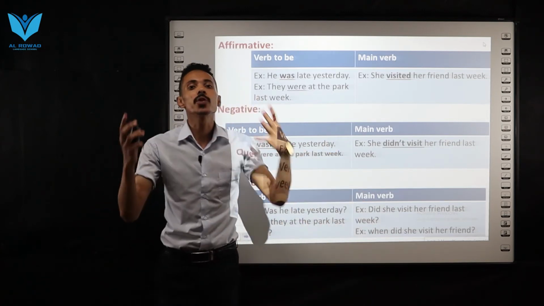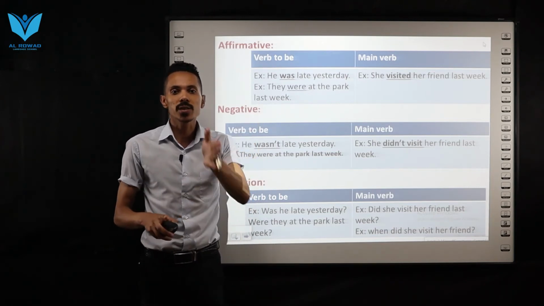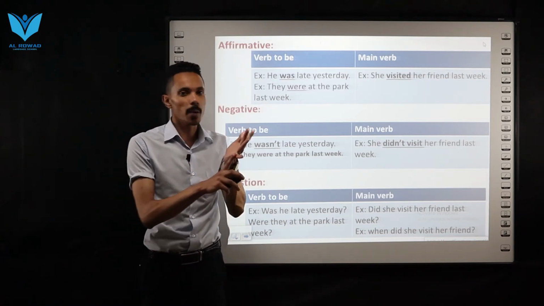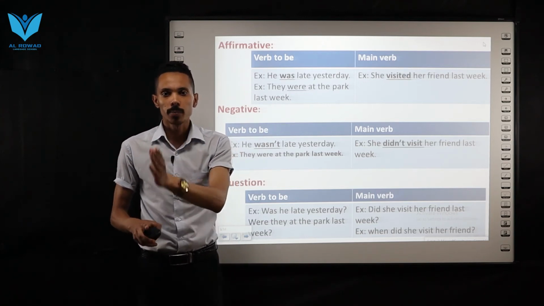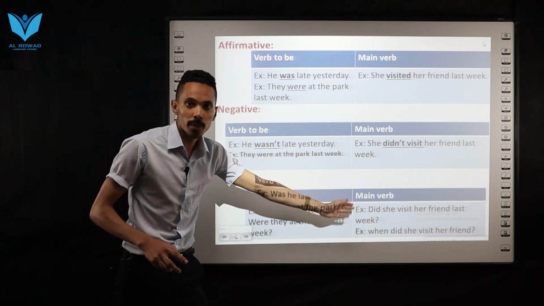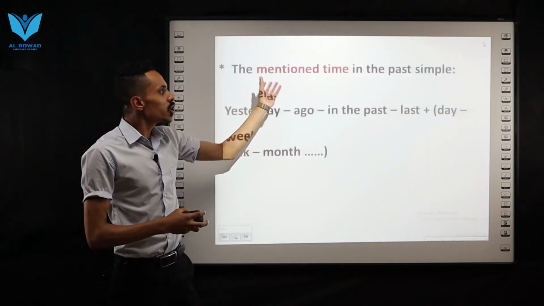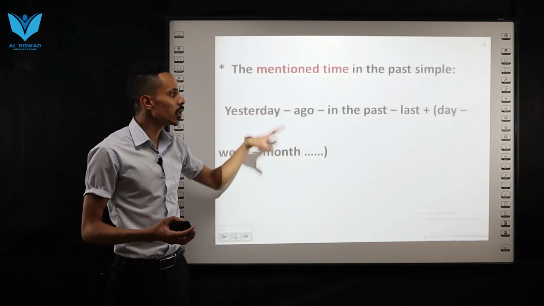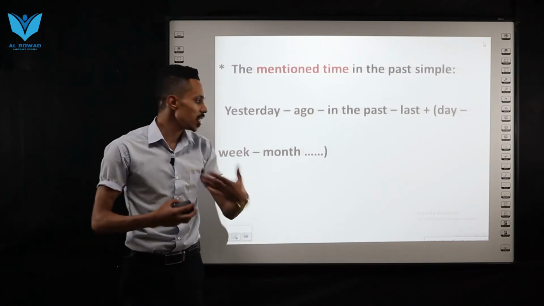So, what is the main formation of the question? WH question tool, helping verb, subject, verb, object. SVO, subject, verb, object. It's the first form. The second form of the question: helping verb, subject, verb, object. The mentioned time in the past simple will be yesterday or ago, in the past, last, and after last: last week, last month, last year.